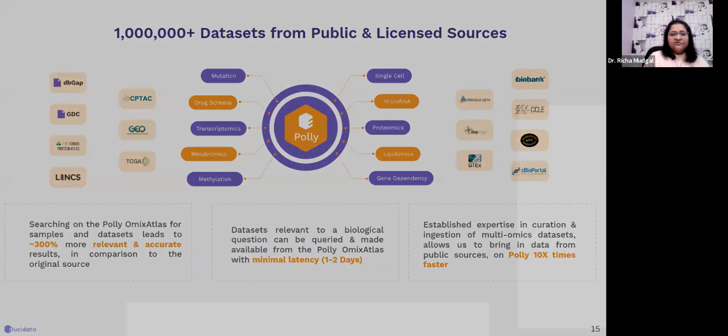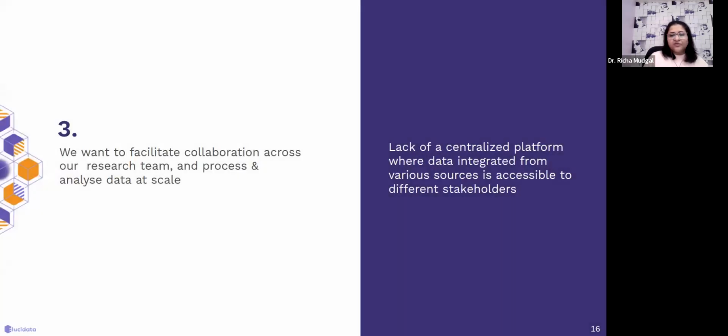Moving to the third thing that they wanted to do, once they have collected all of this information, they wanted a centralized system where they could collate all of this information. This would then facilitate collaboration between the teams, and they would also have a system where they can start exploring and processing the data. But they lacked such infrastructure, as they said.